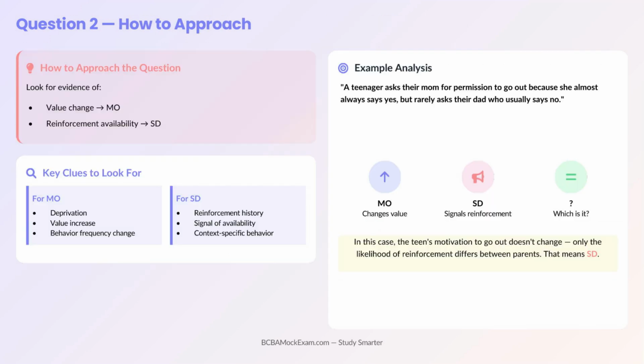To approach this question, compare indicators of value change and reinforcement availability. For MOs, you look for deprivation, value increases, or behavior frequency shifts. For SDs, you focus on reinforcement history and signals of availability in specific contexts. The example shows that the teenager's motivation to go out stays the same, but the mother consistently reinforces the request. That means the mother signals reinforcement. Since nothing suggests value change, and the key difference is reinforcement likelihood, this fits the definition of an SD.